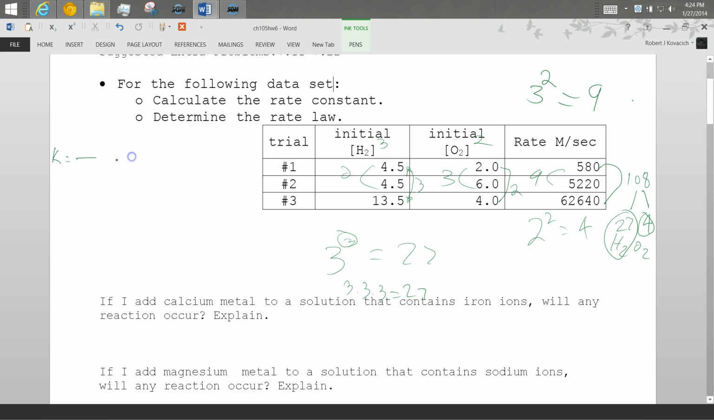I would solve for k equal to rate divided by H cubed and O2 squared. So we can use 580 divided by 4.5 cubed and 2 squared and get some number here. Let's see what that number is. So 580 divided by 4.5 cubed, divided by 4. All right, and so my rate constant is 1.5, it's going to be 1.6. So then my rate law is rate is equal to 1.6 times the H concentration cubed and the O2 concentration squared. Okay, so that's number 1.